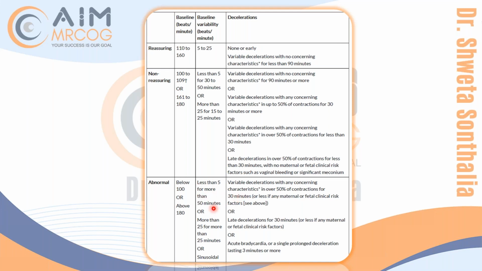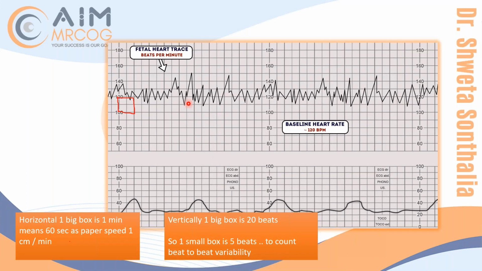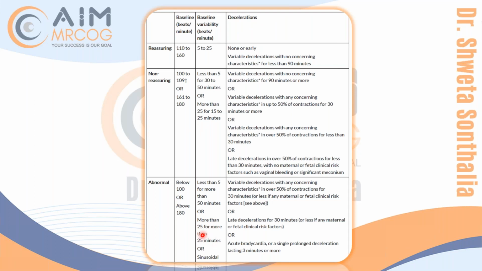So less than 5 for 51 minutes or more, or more than 25 for more than 25 minutes. So it's easy to remember. More than 25, more than 25 minutes. So more than 25 beats variability. If you see here, this variability, if this is 10, 10 beats because this is a bigger box, so 10, 10, 20, 30, 20, 50, 10, 10, 10, 10, 20, 30, 40. So this is a big variability, right? So more than 25 for more than 25 minutes is abnormal.